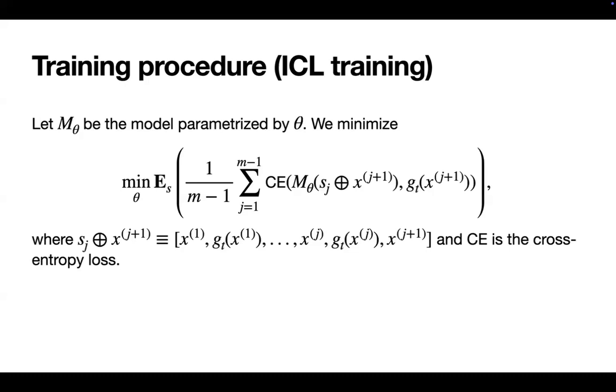For each input, we calculate the cross entropy loss between the actual outputs of the model and the expected outputs. We take a summation and we take an average. After that, we take an expectation summing over all possible sequences. So basically, we randomly sample those sequences and we take the loss.